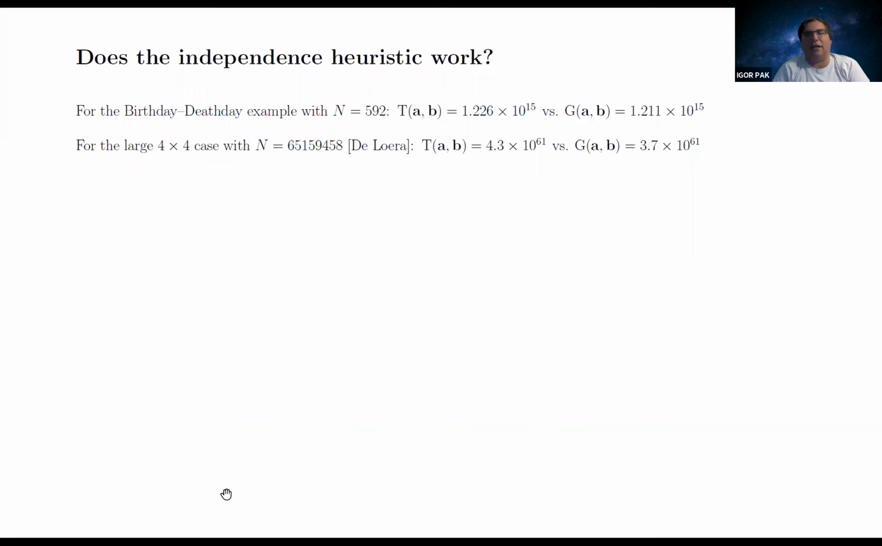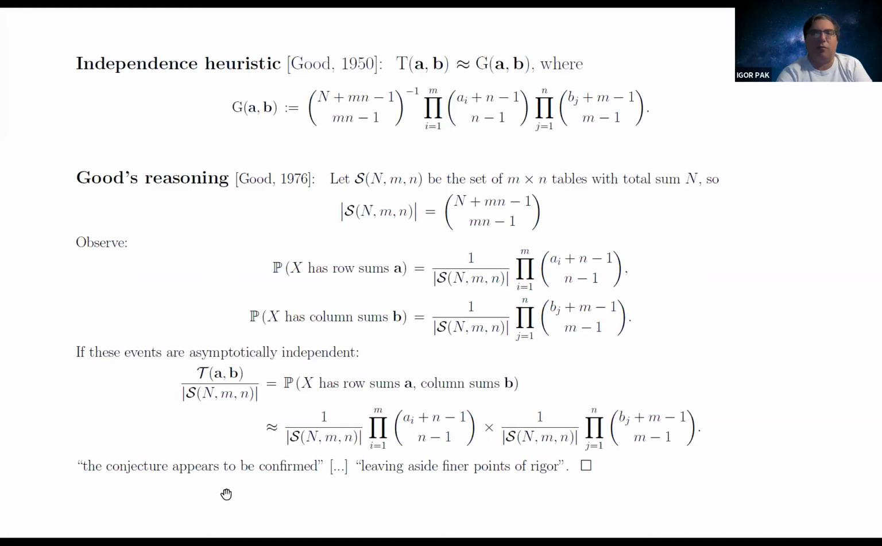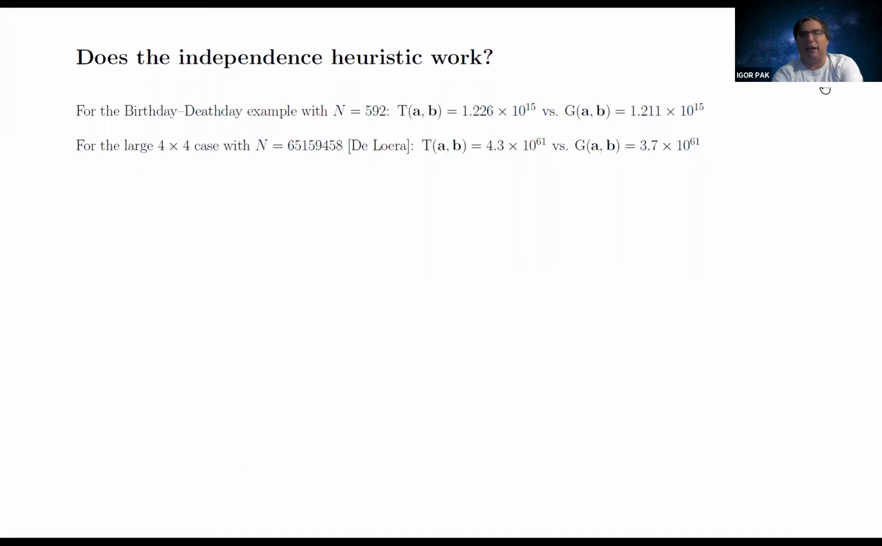So one question one can ask is, does the independence heuristic work at all? The independence heuristic is the formula that he's giving over here. And it works amazingly, I think, kind of unexpectedly. For the birthday example, it works up to some percentage point. It's just 1.2e6 versus 1.2e11... it's just amazing. And it's a little bit misleading. I think the first example is sort of random, if I may use this.